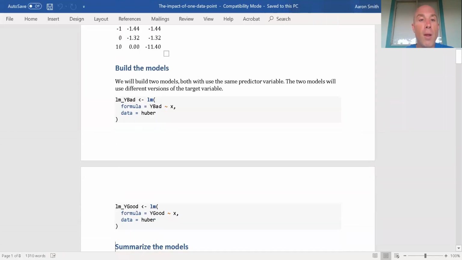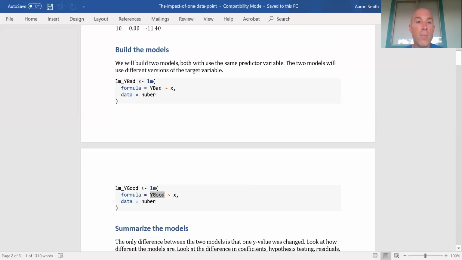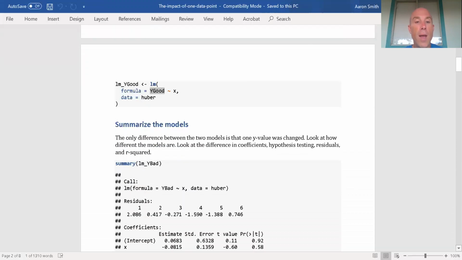All right, so let's go ahead and build the model. I'm going to use the lm function for linear model once again. Specify the formula: Y bad depends on X, and my data set is Huber data. My convention for output is always the function and then something that describes what's going on, usually the data that I'm applying it to. So lm Y bad. For lm Y good, I do something very similar, except my formula says that Y good is now the target variable, and it depends on X.